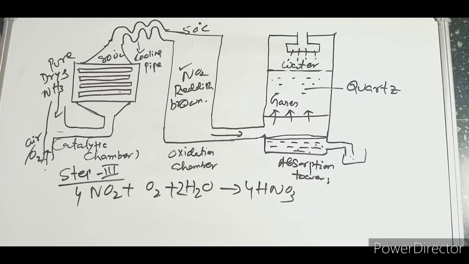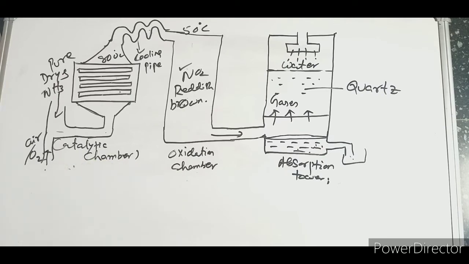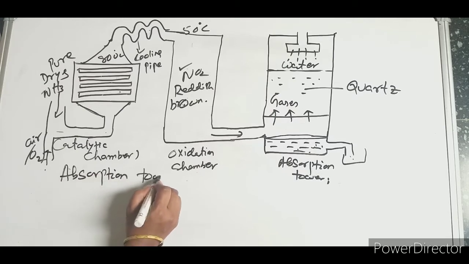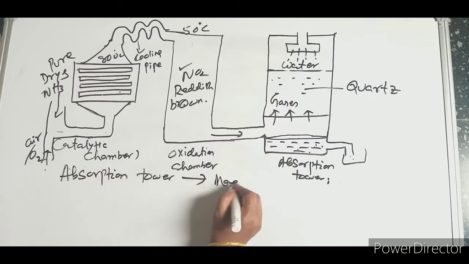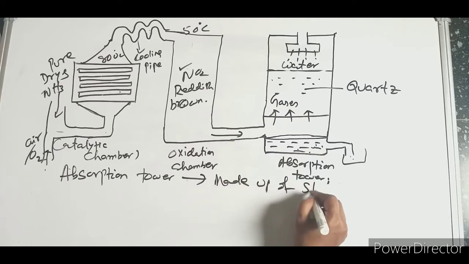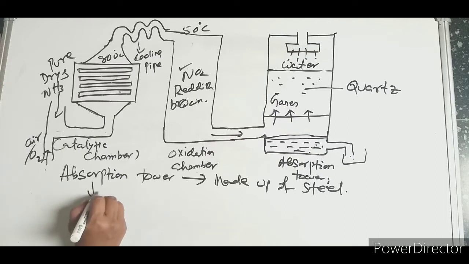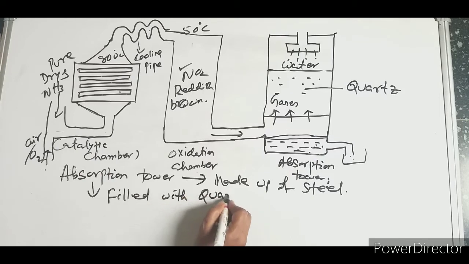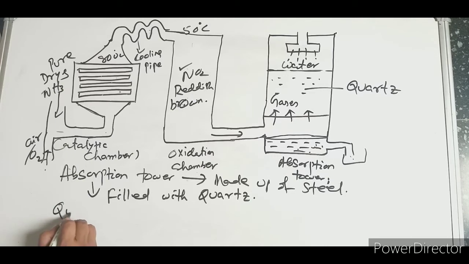Now let us discuss this absorption tower. The absorption tower is a steel tower. Let me rub this one. The absorption tower is made up of steel, and it is filled with quartz. Why is quartz taken? Because this quartz is acid resistant.